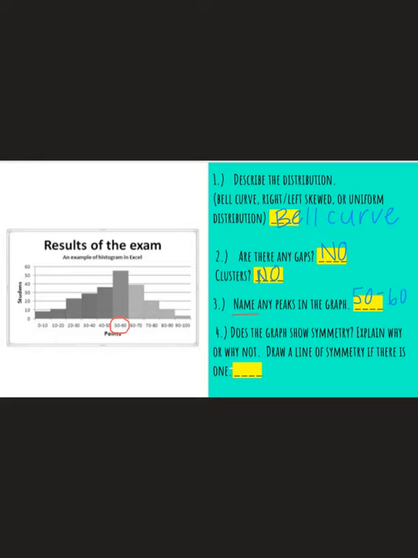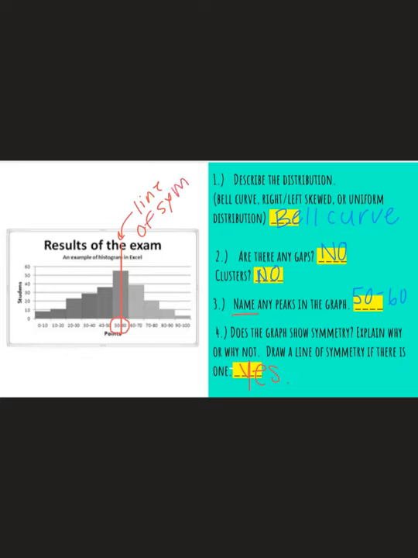All right, number 4 says, does the graph show symmetry? Explain why or why not. Draw a line of symmetry if there is one. So in this graph, it might not be perfectly identical, but there still is a line of symmetry, so we can put yes. And I say that because where your peak was, so at 50 to 60, if I draw a line straight down it, as straight as you can get it, I'm going to make that my line of symmetry.